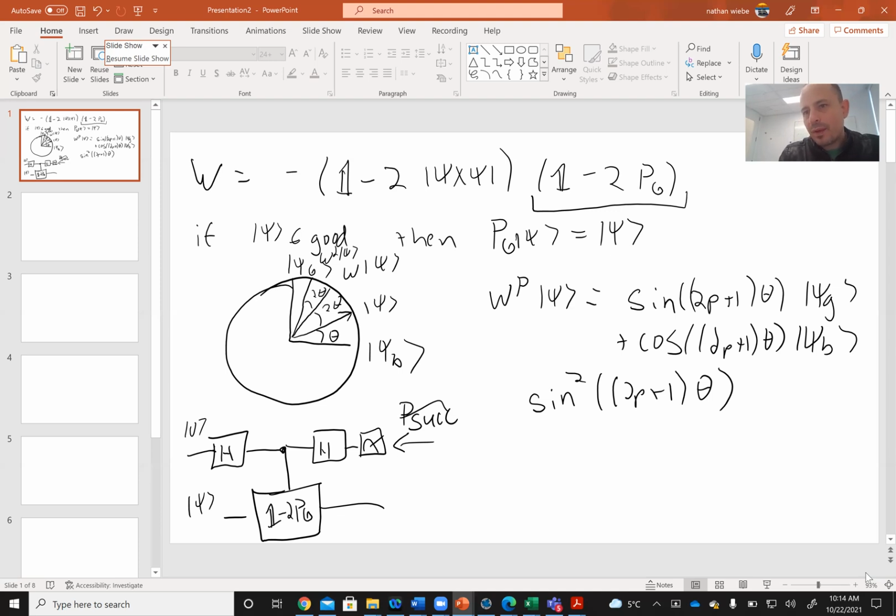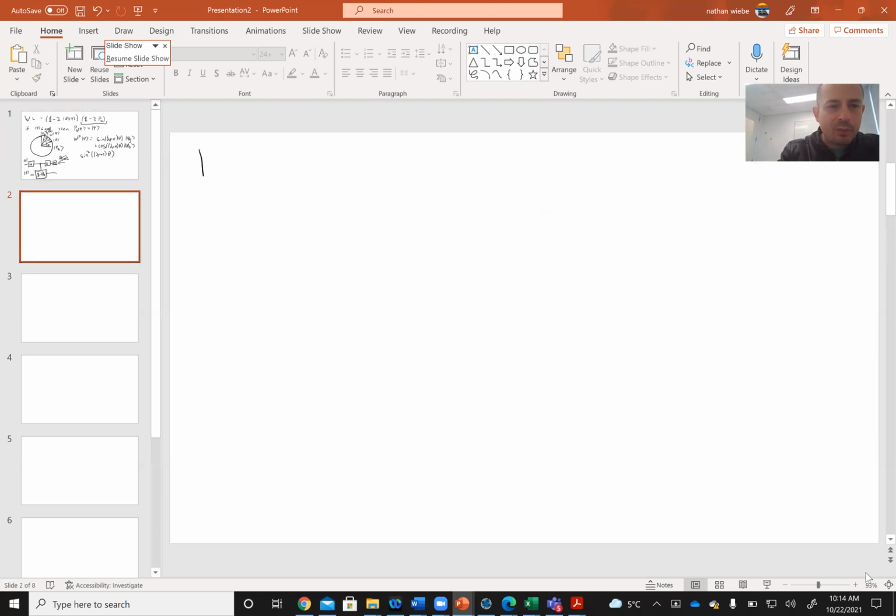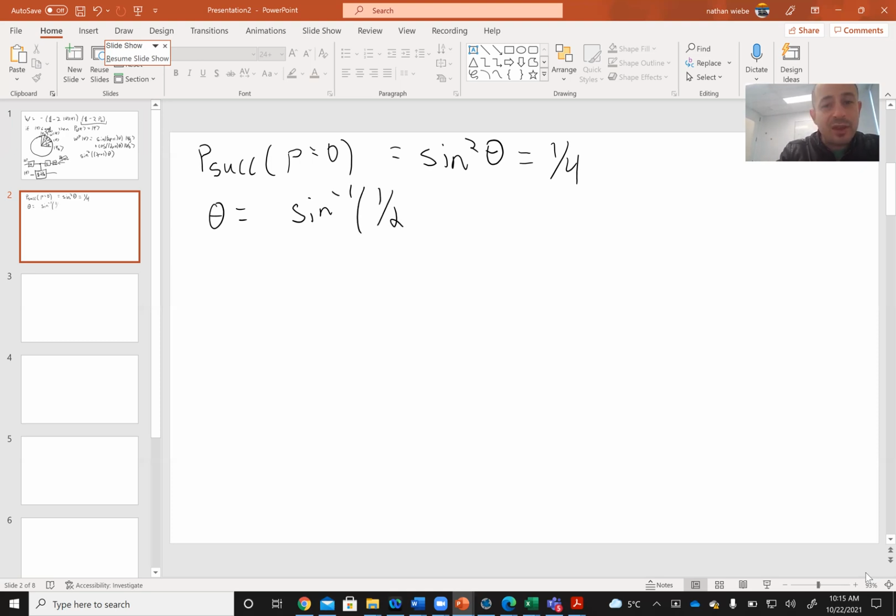Okay, cool. So let's take a look at the two special cases. Let's take a look at the case where the probability of success initially, so this would correspond to p equals 0, is just by definition sine squared theta. Okay, and if the probability of success to begin with is equal to 1/4, then let's figure out what theta has to be. Theta then is just going to be the arcsine of 1/2. Now, this is a very special angle. The arcsine of 1/2 actually is equal to pi by 6.